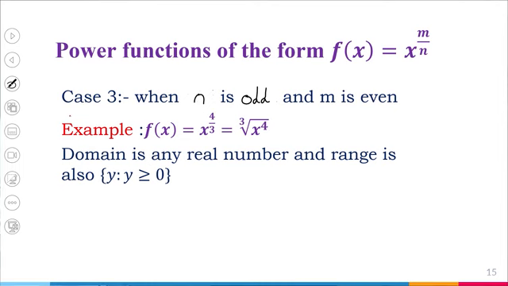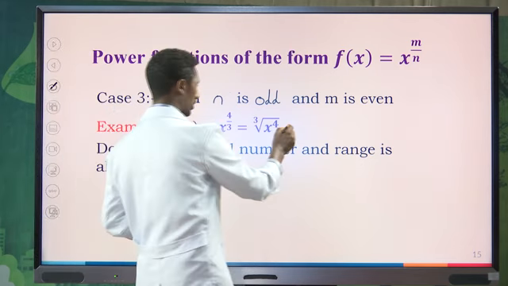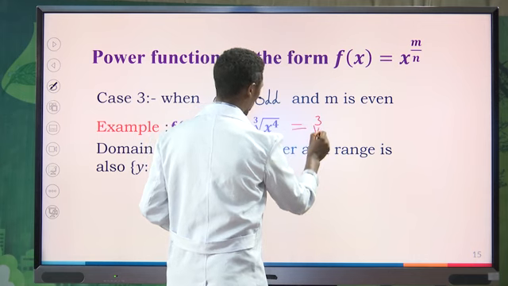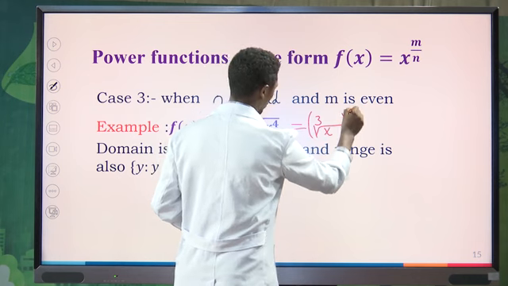Then the other one, a power function of the form f(x) = x^(m/n), when n is odd and m is even. Example, f(x) = x^(4/3), which is the cube root of x to the power of 4. And equivalently, we can write it as the cube root of x, then the power of 4.